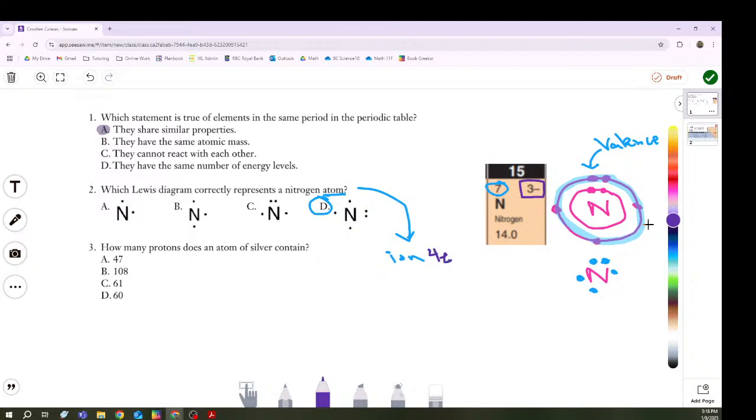Thinking about a Bohr model of a nitrogen ion, then it would have still 2 in the first shell, but only 2 in the second shell. So as a Lewis diagram, if it asked you for a Lewis diagram of nitrogen, you would simply have the 2. Make sense?